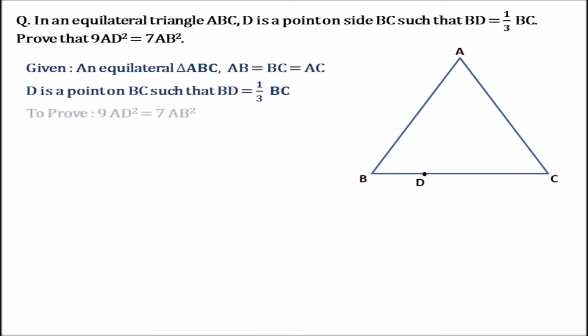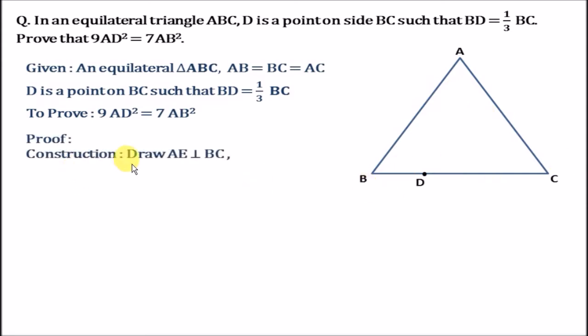We need to prove that 9 times AD square equals 7 times AB square. AB is one of the sides of the given triangle and line AD will be derived once we join points A and D. Now since we need square of the sides in our proof, that means we need to apply Pythagoras theorem, as Pythagoras theorem relates the sides in terms of their squares. In order to apply Pythagoras theorem, we need perpendicular lines or lines which drop at 90 degrees.